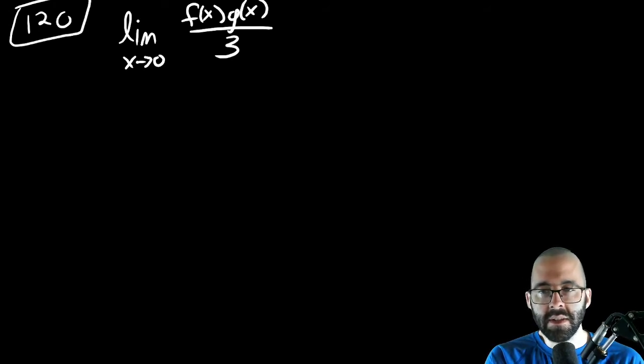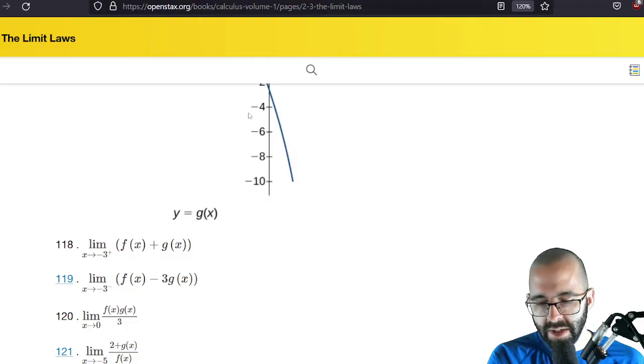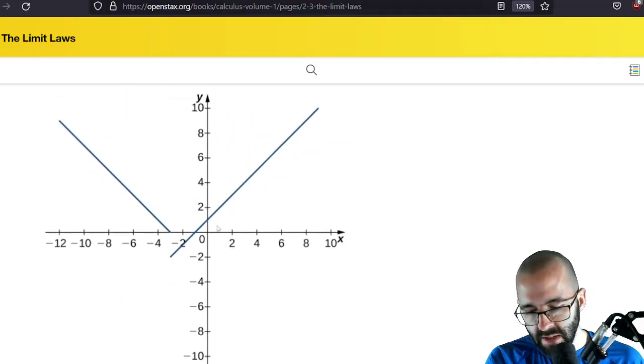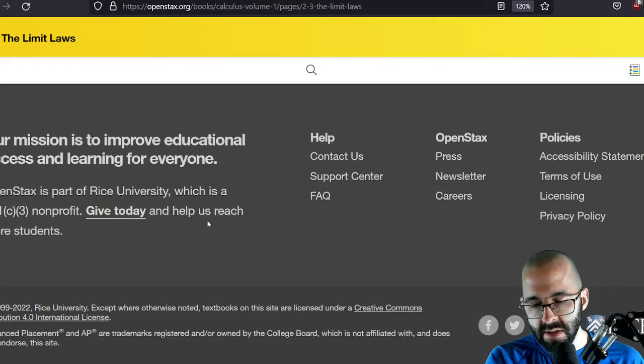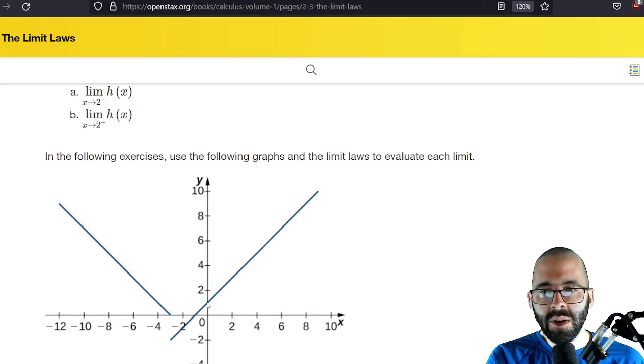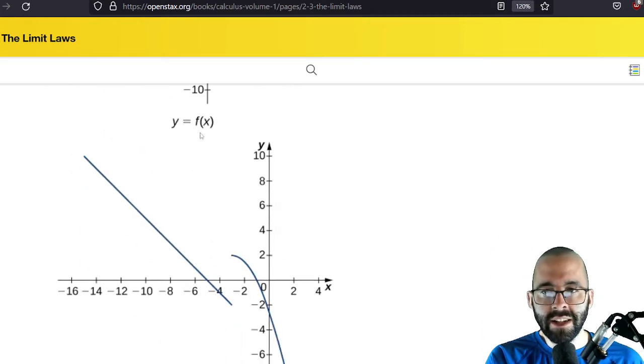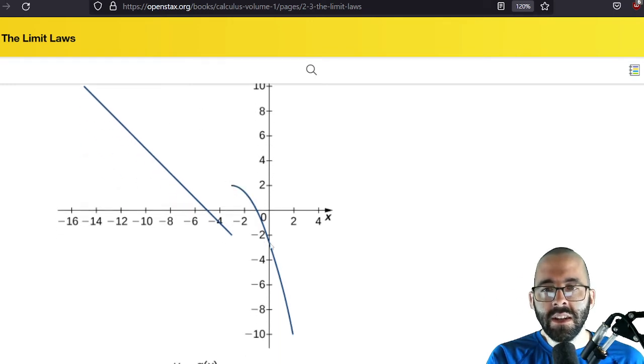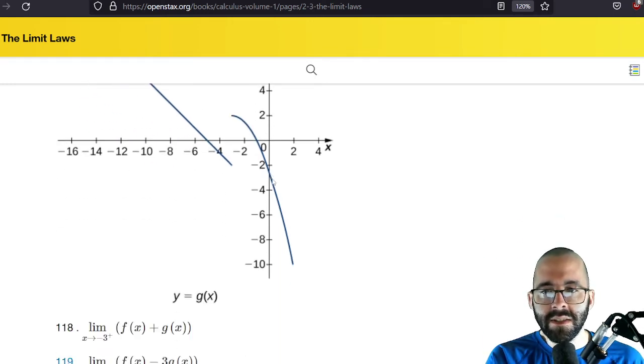So let's use limit laws. First off, before we can even use limit laws, we have to make sure that the limits of f and g at 0 exist. At 0, yeah, the limit exists for this function. At 0, it looks like the function approaches 1. When x is 0, the function approaches 1. That's f. For g at 0, yeah, the limit exists.